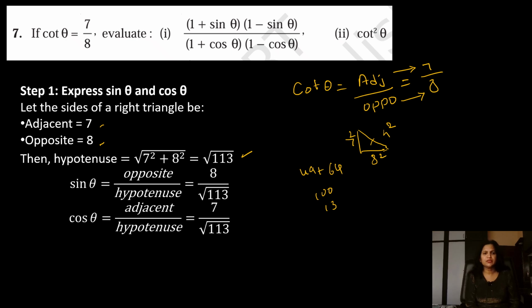This is the hypotenuse. Sine theta is equal to opposite by hypotenuse. Opposite is 8, hypotenuse we put the value square root of 113. Then cos theta is equal to adjacent by hypotenuse, that is 7 by square root of 113.